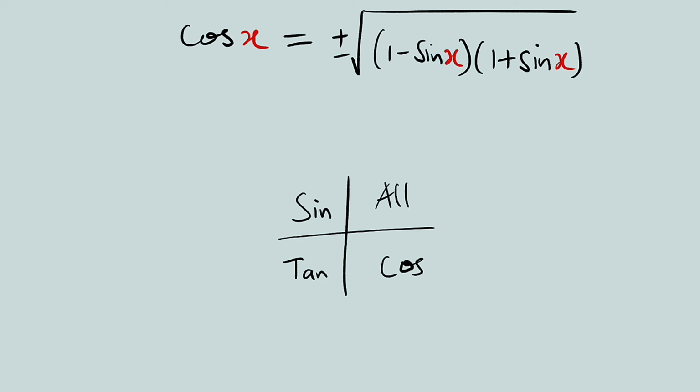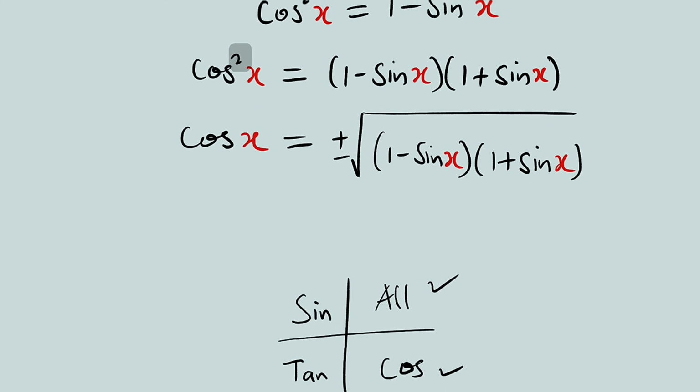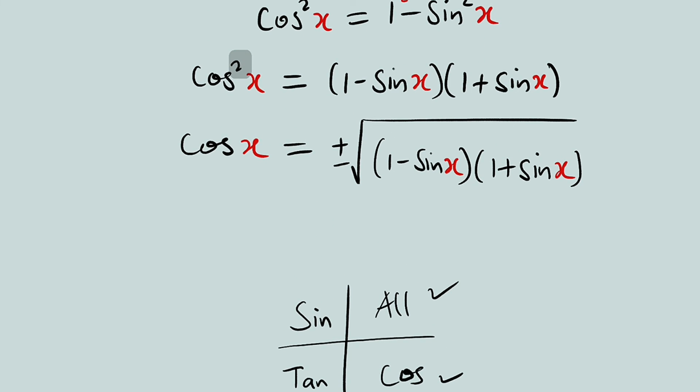So our question is asking us to prove this in the first and the fourth quadrant. This is the first and this is the fourth quadrant. So in the first and the fourth quadrant, cosine ratio is all positive. Therefore, we are going to only consider the positive square root.